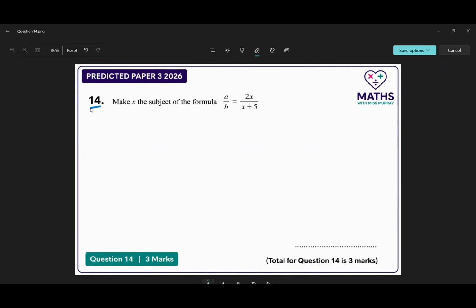Question 14, I've got to make x the subject of the formula. It hasn't come up yet. It isn't on the exam every year, although I've just got a feeling it's going to be on there, but again, I could be wrong. And I think they might put a trick. I haven't seen a tricky one for a few years.